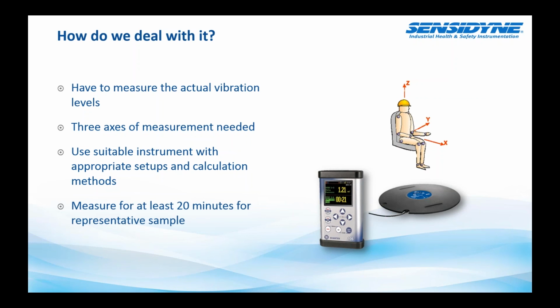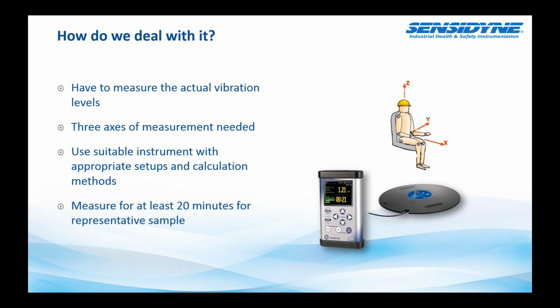So our sensor for this is one of these discs. It's about 9 or 10 inches in diameter and about ½ an inch thick, and basically you either stand on it or you sit on it, and it measures what you're receiving through the seat. We have to measure for at least 20 minutes to get a representative sample.